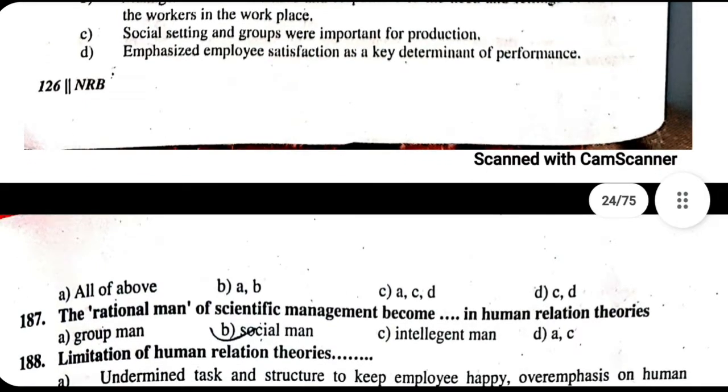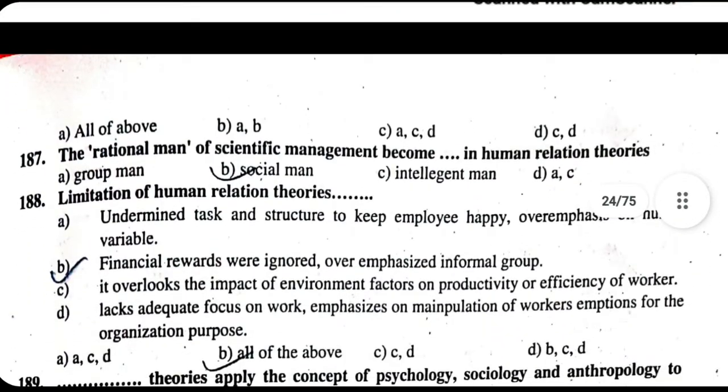Question 188. Limitations of human relation theory. A. It undermines task structure to keep employees happy, with overemphasis on the human variable. B. Financial rewards were ignored, and informal groups were overemphasized. C. It overlooks the impact of environmental factors on productivity or efficiency of workers. D. It lacks adequate focus on work and emphasizes manipulation of workers' emotions for organizational purposes. The correct answer is all of the above.